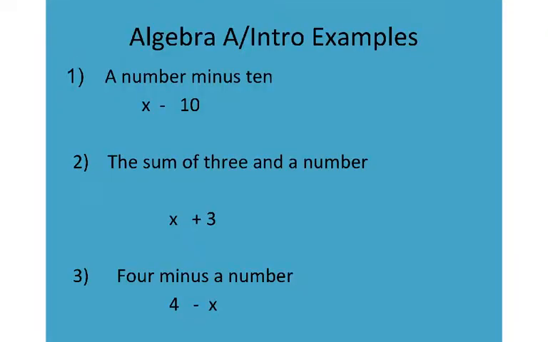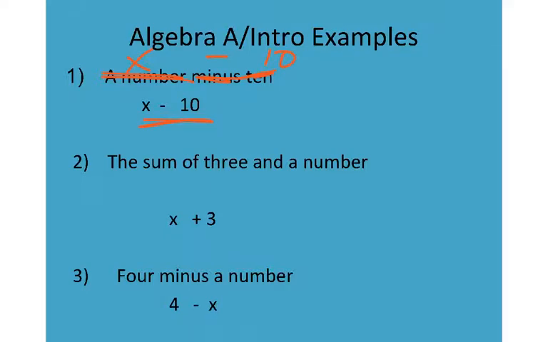So here are some of our basic examples. Okay? A number minus 10. Well, remember, when you're doing these problems, the phrase a number, you want to use a variable to represent that. So x minus 10, and then minus means subtraction. Obviously, the number 10 is 10, so there's your answer.